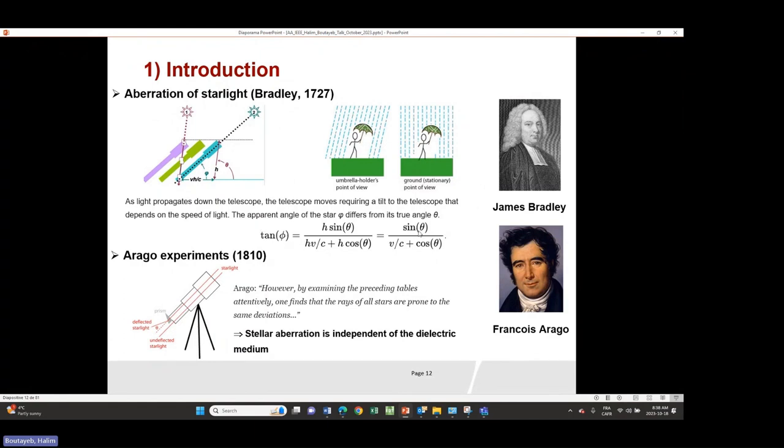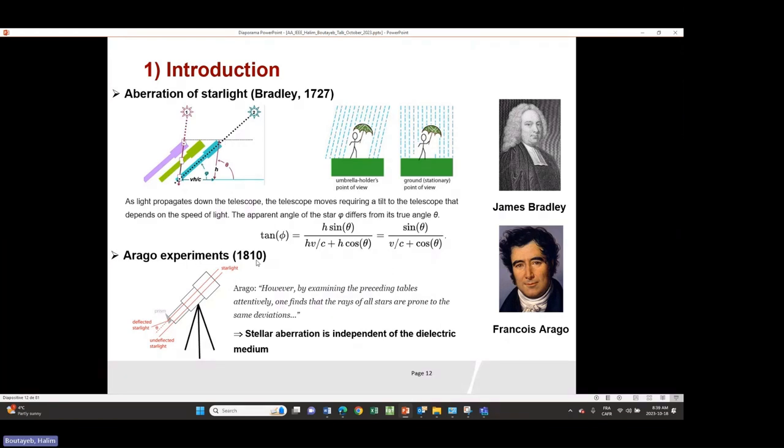Tangent phi is sine theta over V over C plus cosine theta. This is called the aberration of starlight, or Bradley aberration. You can see this also if you see someone running in the rain. If he doesn't run, you will see the rain going straight down. But because he is running, he has to tilt the umbrella, and it looks like the rain is coming at a certain angle. So whether you look at the light using the particle theory of light or the wave theory of light, it's actually the same effect, the same problem.